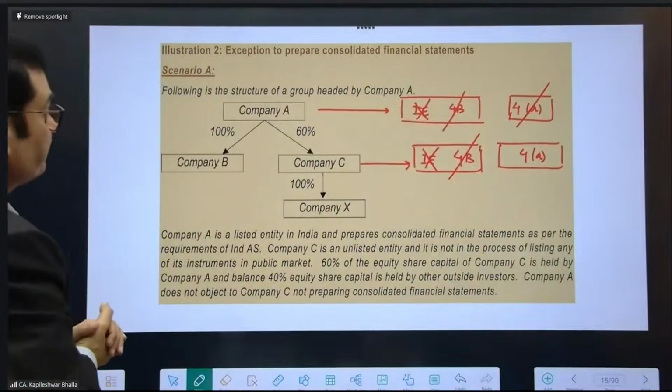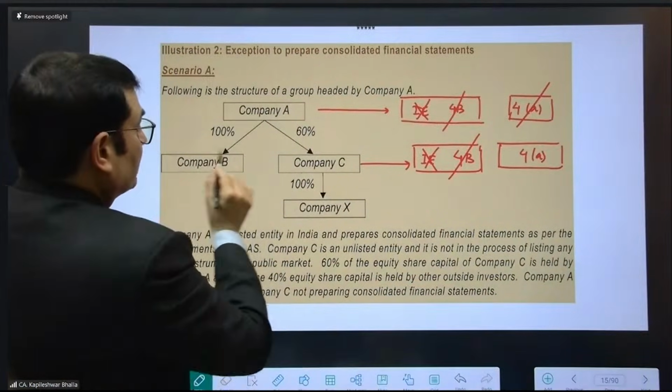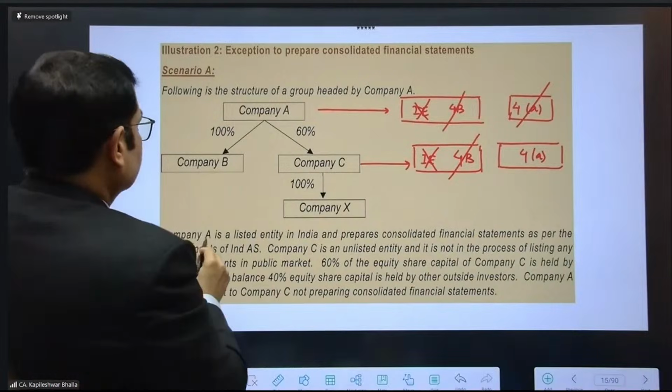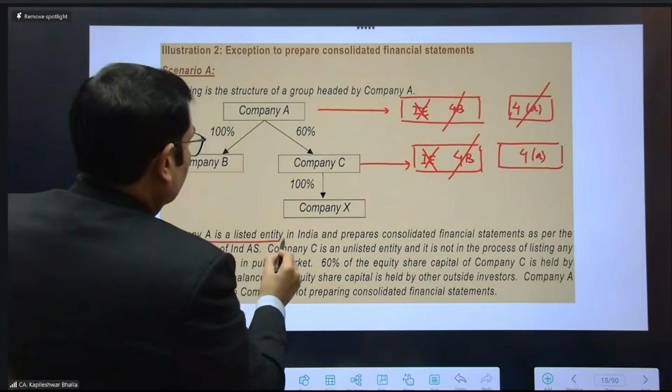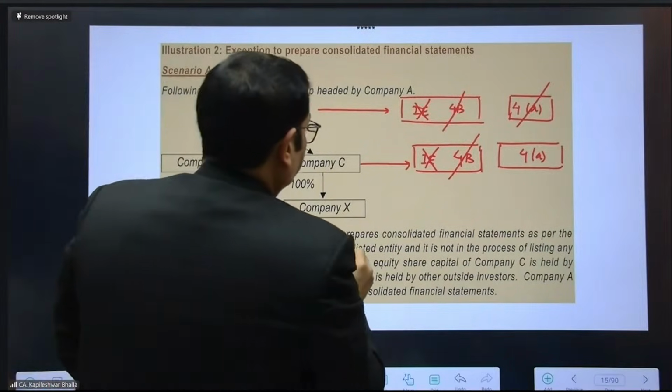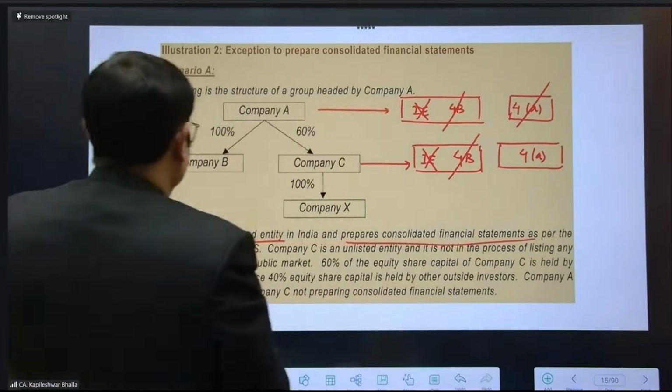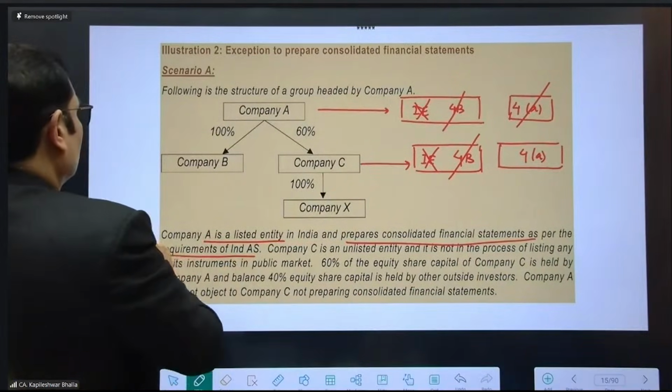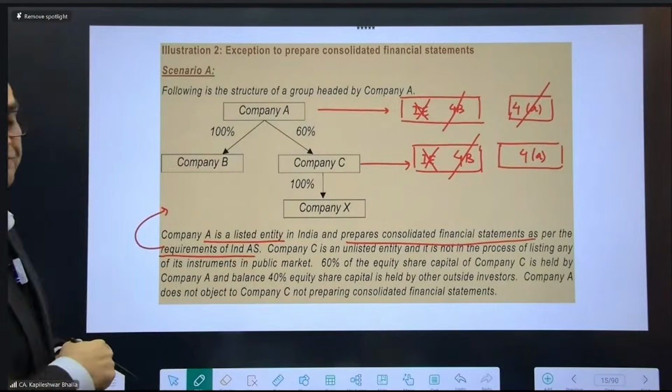Okay, let's go further. Now we're looking at things from the company C point of view. It says company A is a listed company in India and prepares consolidated financial statements as per the requirements of Ind AS. Which condition is met?